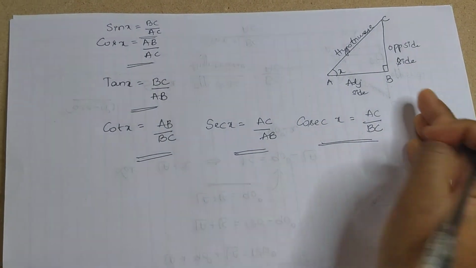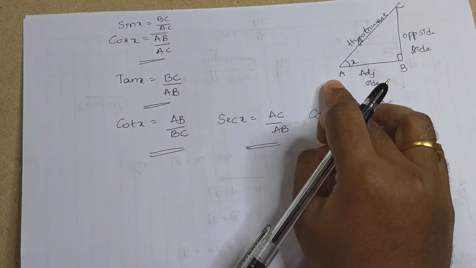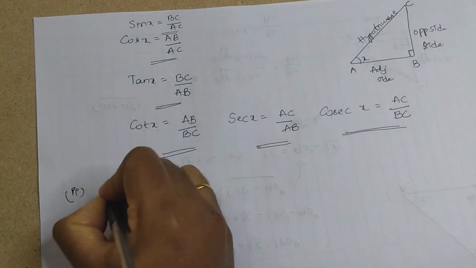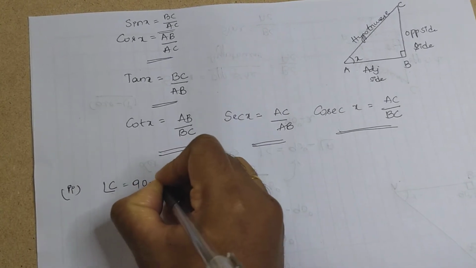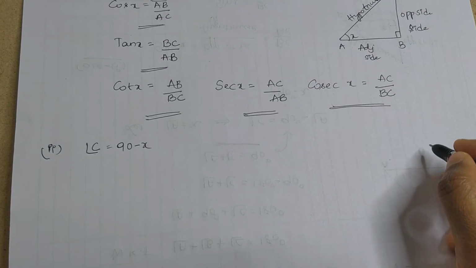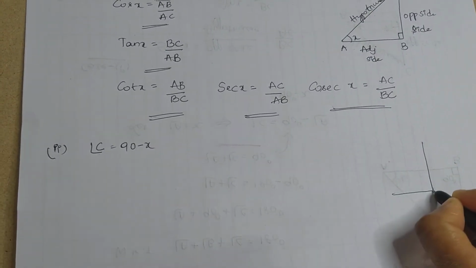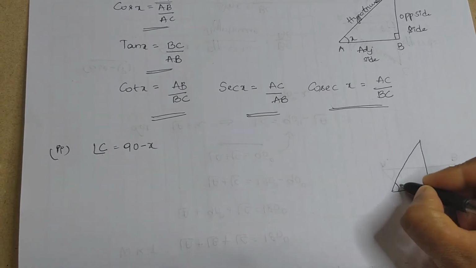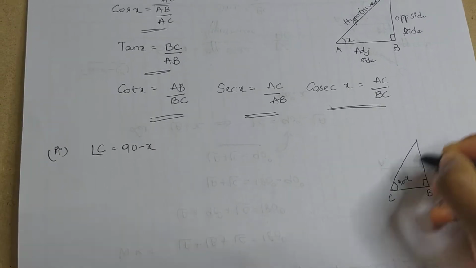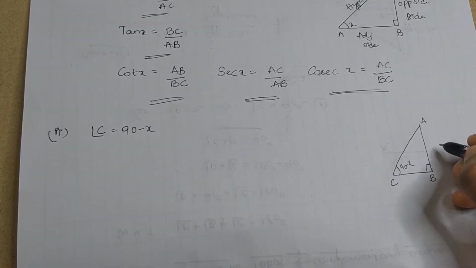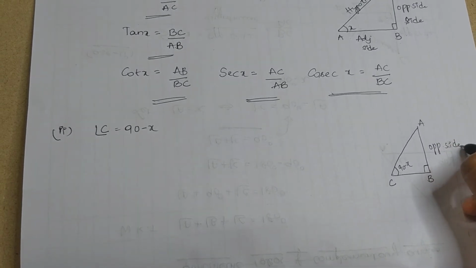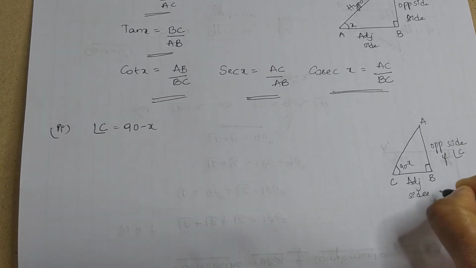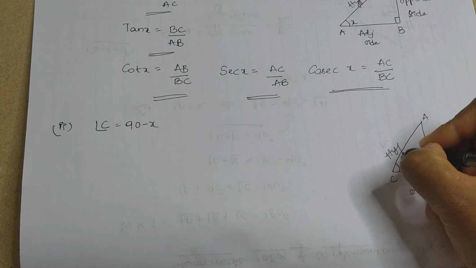Case 2, what did I tell here? In case 1, I have taken angle A as reference. In case 2, I will take angle C as reference. So in case 2, angle C equals, what did we get? It is 90 minus x, right? Let's draw a right angle triangle such that the right angle is formed at B and C is 90 minus x. The other vertex will be A. This is the opposite side for angle C. BC will become the adjacent side of angle C, and AC becomes the hypotenuse.